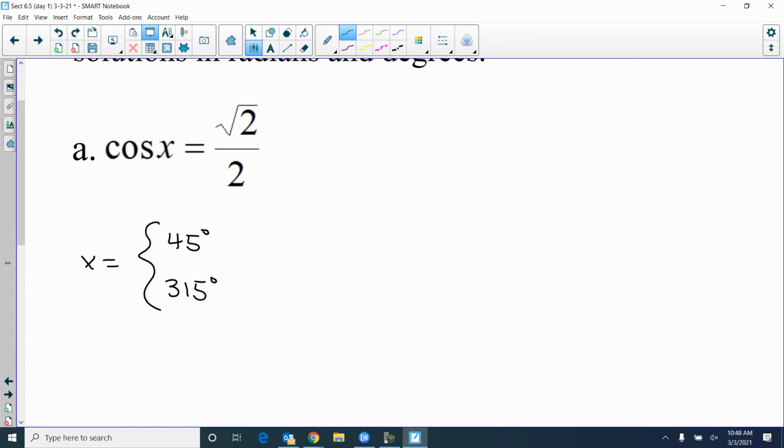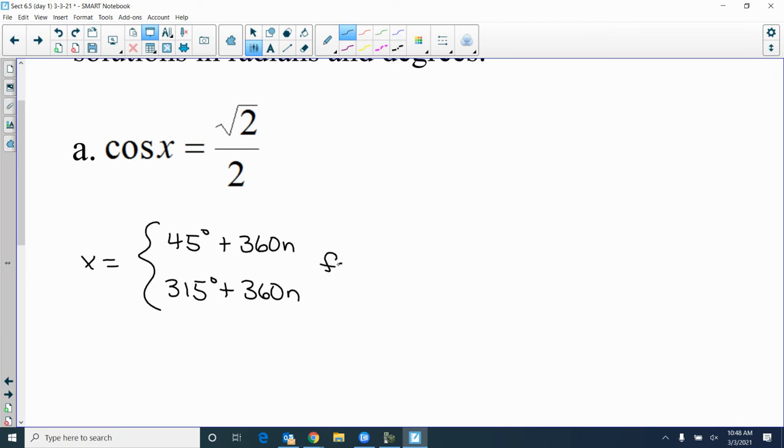2 pi, but since we're in degrees, it would be 360. Every 360 degrees, it repeats. So I'm going to put plus 360n for both of these.